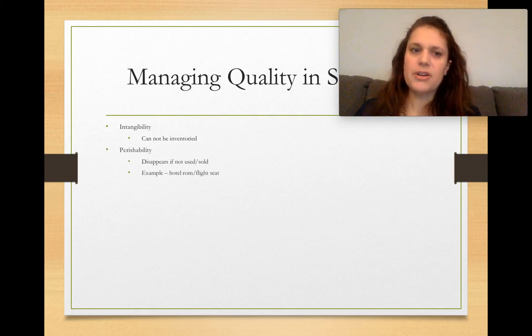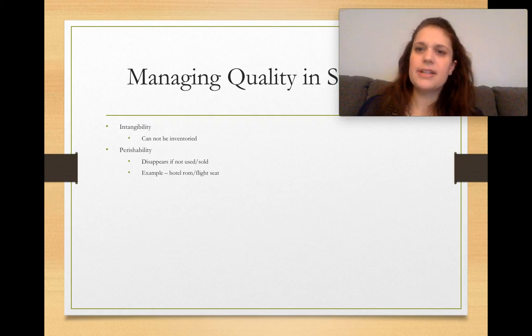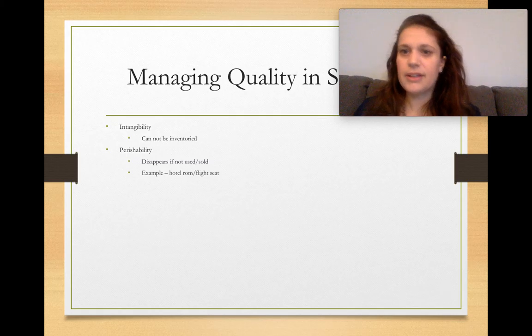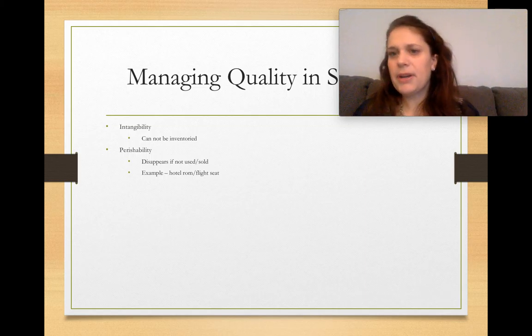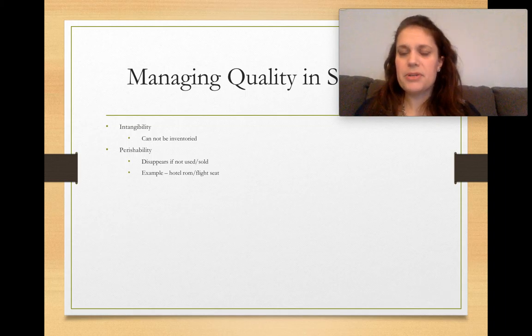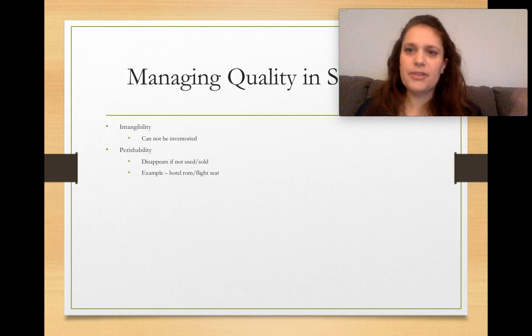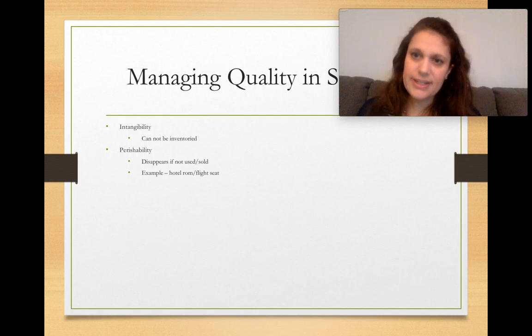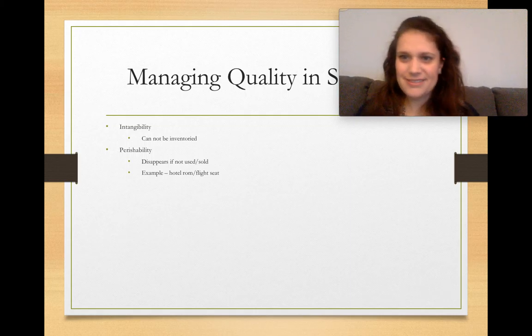The second component is called perishability. Perishability means that if it's not used, it goes unused forever. So a good example of that would be a hotel room, for example. If it's a non-perishable product, for example, a can of green beans on the grocery store shelf, if somebody doesn't buy that can of green beans today, they can buy it tomorrow, pending the expiration date doesn't come up, right? But for the most part, we can put it back on that shelf and somebody can purchase it tomorrow. In the hospitality industry, we have a lot of services that are perishable.